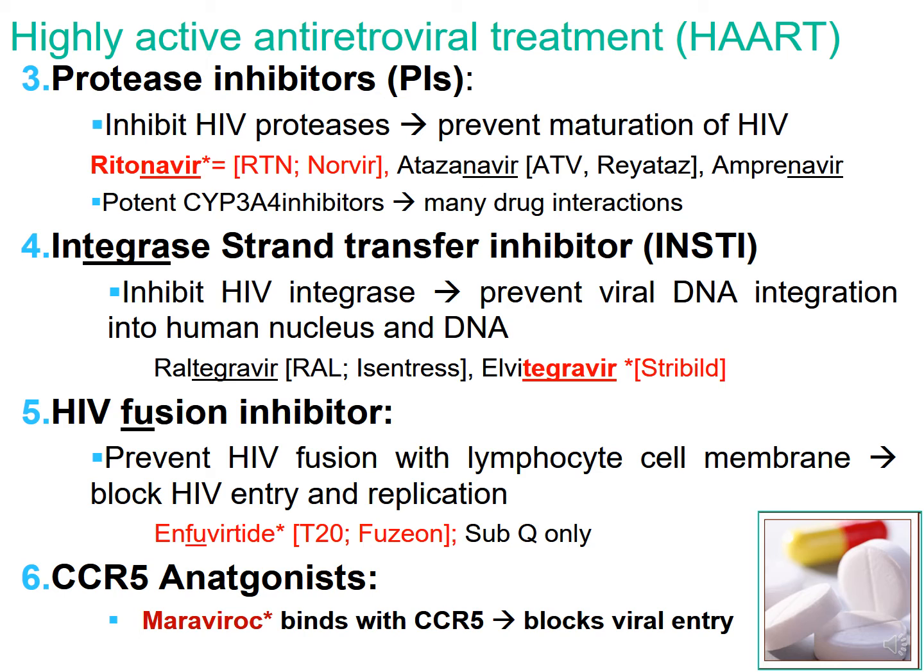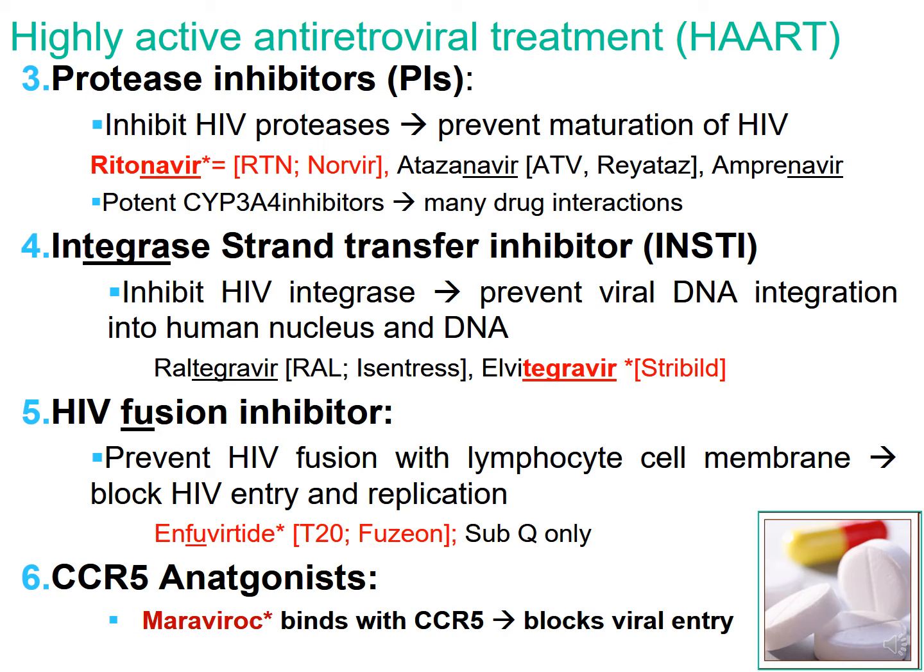Now you have the HIV fusion inhibitor, so it prevents the HIV fusion with the lymphocyte cell membrane. So this is one of the first steps in the HIV replication into the host cell, so it blocks the HIV entry, and therefore the steps ahead of the replication. This one is enfuvirtide, so you see FU for fusion.